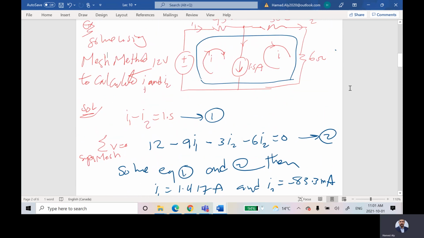Do you like me to repeat writing these two equations or you know them? That's okay, you know them, right? Okay, let us see another problem, but it is a little bit more complicated.